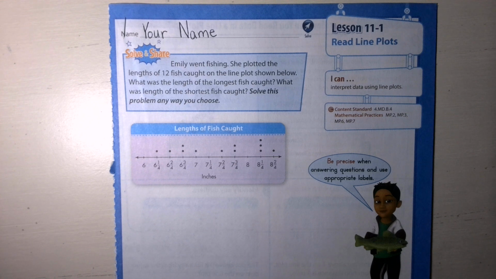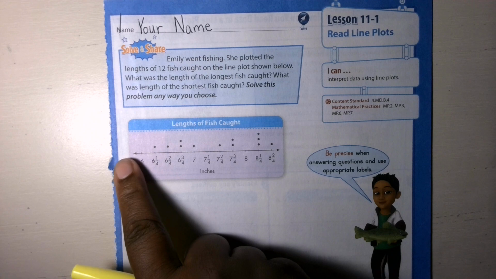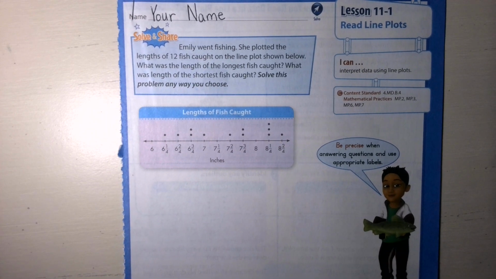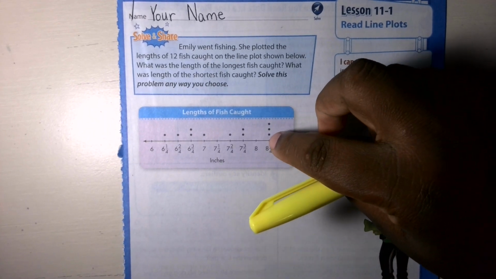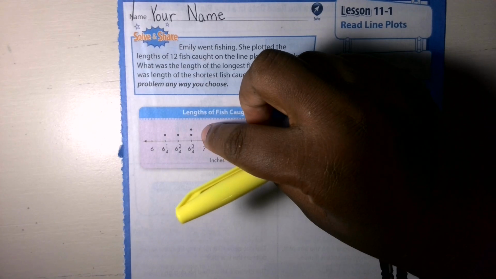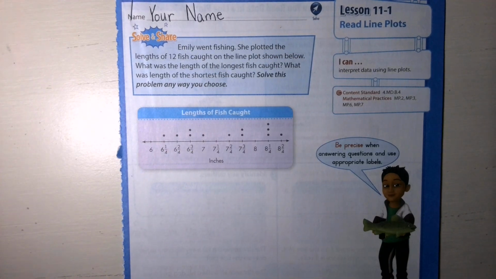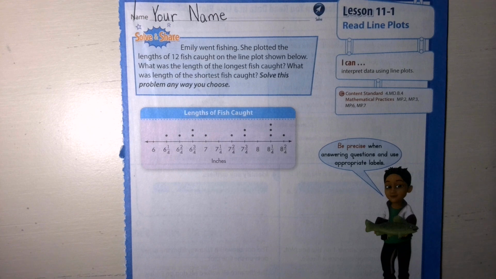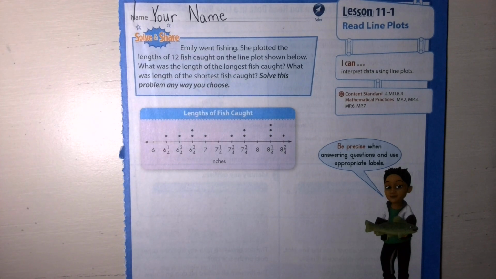Lesson 11-1 of your orange math book is all about how to read a line plot. A line plot is a line in which we plot points. The points that we plot on that line represent an individual instance of that value.